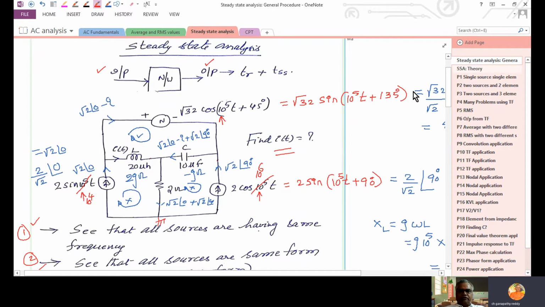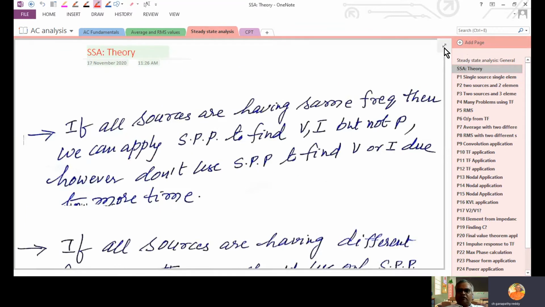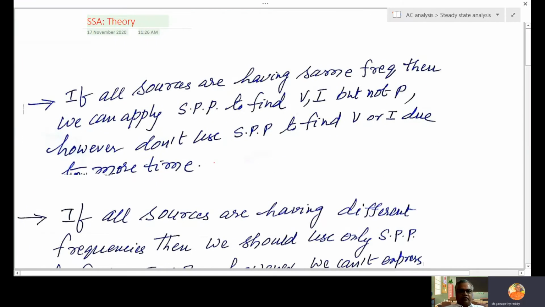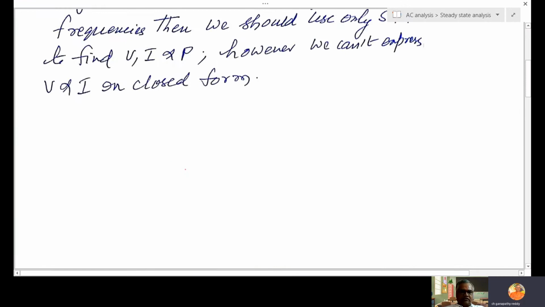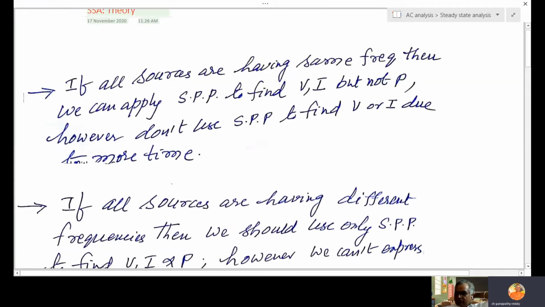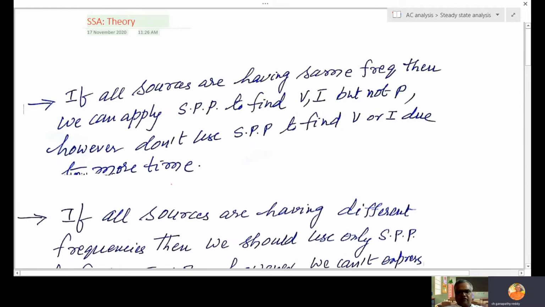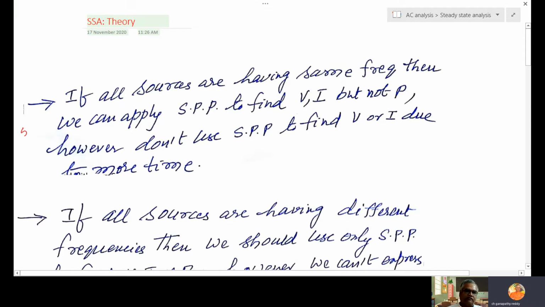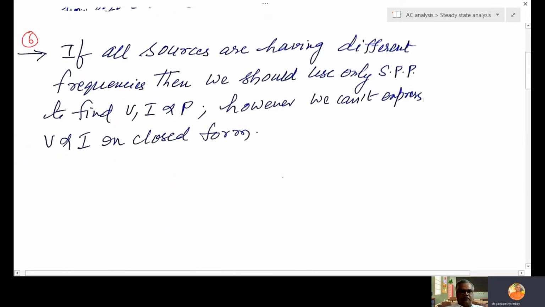Now, important theory. I have given all these statements, 6 statements. These 6 statements I will explain in reverse order. This is the 5th statement, and this one is the 6th statement. So for the 5th and 6th statements, what is the summary?